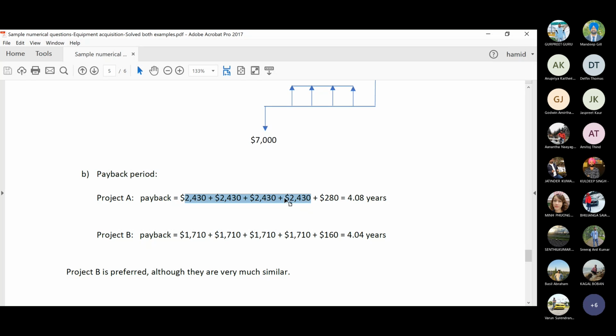As you can see, I need the income of the first 4 years and a portion of the fifth year. So it will be 4 years and something. The same for project B. So it will be 4 years of income of project B and a little bit more. They are almost the same, but because project B takes a little bit less time to return the investment, in this case, I may go with project B.